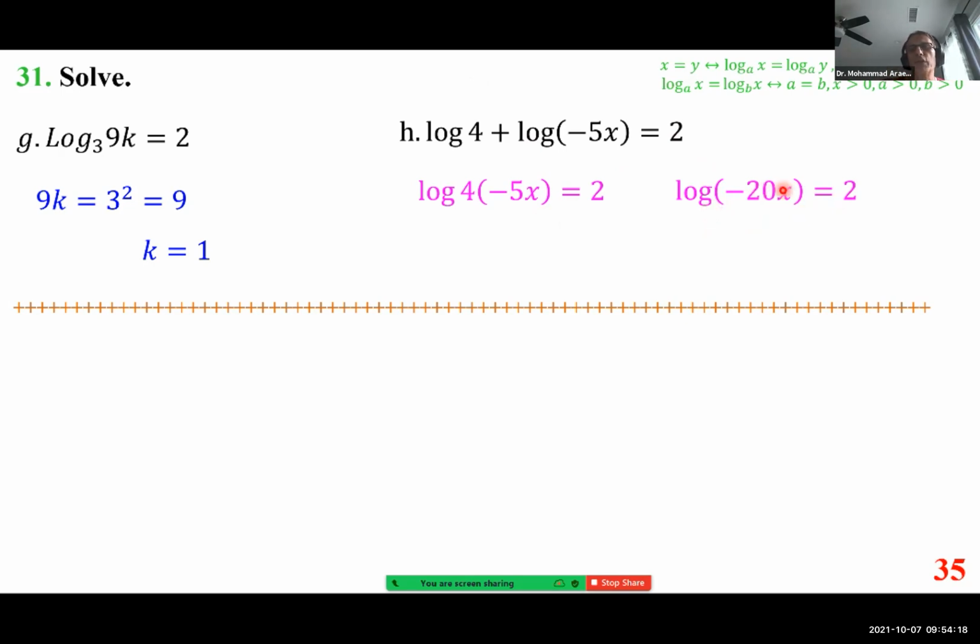So you bring it into a single log and you have a number. You go to the definition of a log. Negative 20x is 10 squared, which is 100. And divided by negative 20 gives you negative 5. So x equals negative 5. It is important to know that logs cannot have a negative argument. So if you go back and check it, this guy is a number and it's fine. This guy, negative times negative makes it positive, therefore is acceptable.